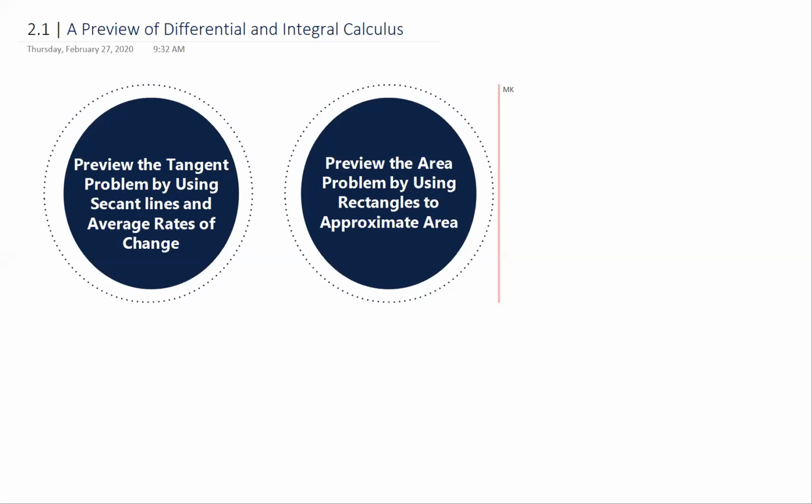This is Calculus 1. And let me begin with a preview of differential and integral calculus. The objectives of this section are that we will preview the tangent problem by using secant lines from average rates of change. And we will also preview the area problem by using rectangles to approximate area.